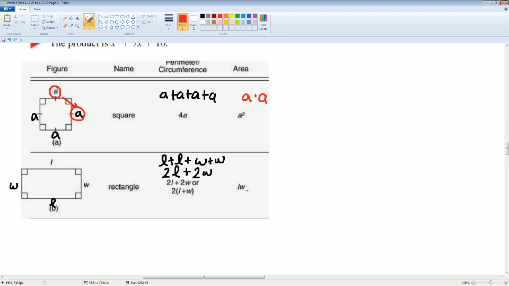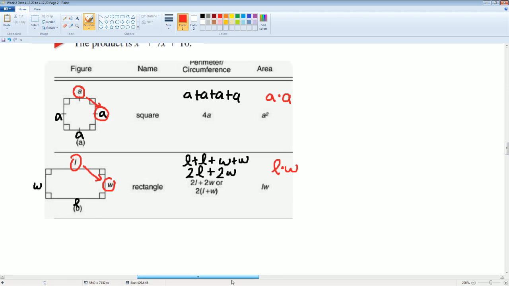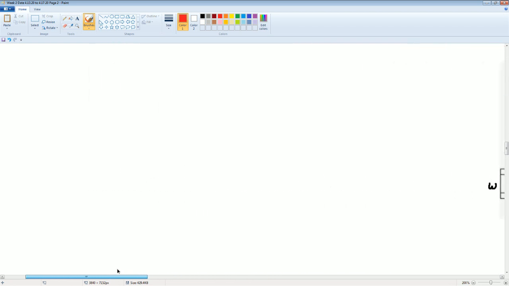For here, now you multiply. So length is going to be multiplied by the width. So length times width. Okay? That's it. That's the work. All right? So, same idea. You need to remember these formulas. Good? Okay. All right.